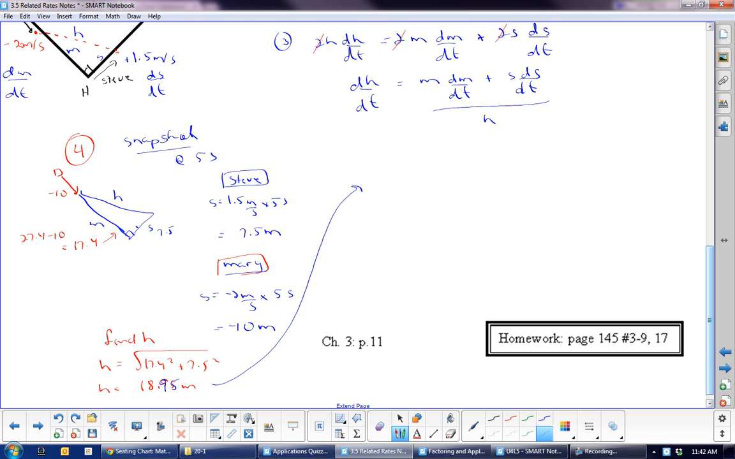So let's come back up here for number 6, and let's just put everything in. dH over dt equals, Mary is 17.4 times negative 2 plus Steve is 7.5 times 1.5 all divided by 18.95. dH over dt equals negative 1.24 meters per second.